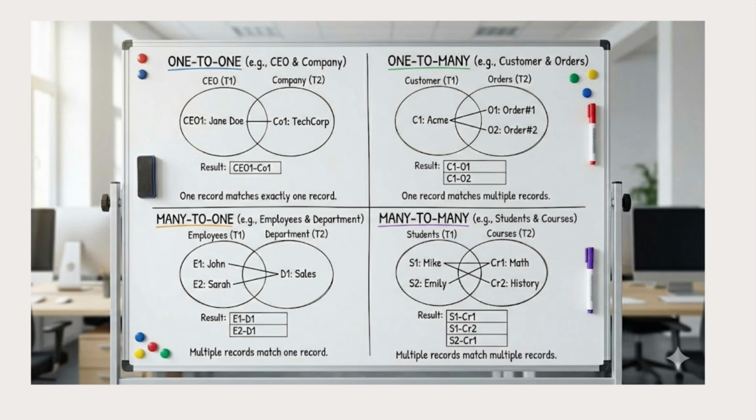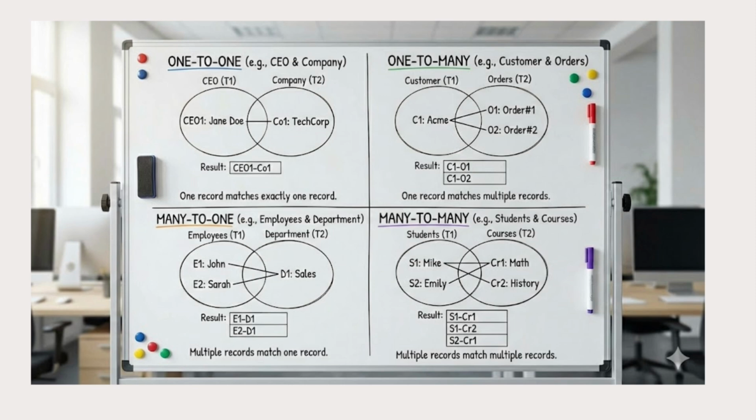Now, second is one-to-many, where one record in table A, or the first table, can relate to multiple records in the second table. For example, one customer can place multiple orders, but each order belongs to only one customer. Third is many-to-one, the reverse of one-to-many. Multiple records in the first table can relate to one record in the second table. For example, multiple employees may belong to a single department, but the reverse is not possible.